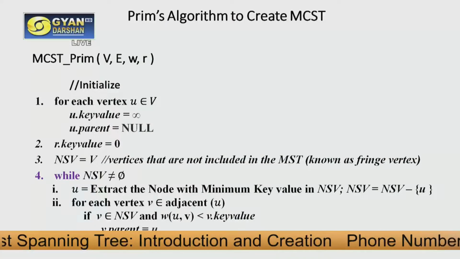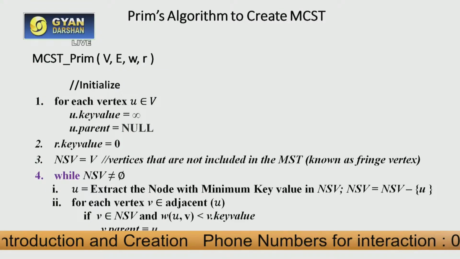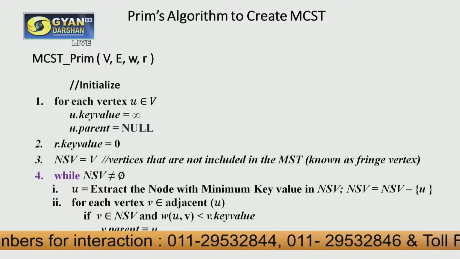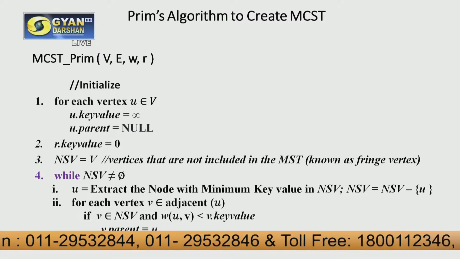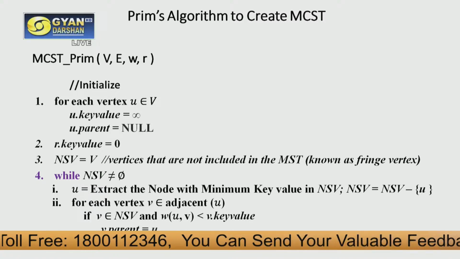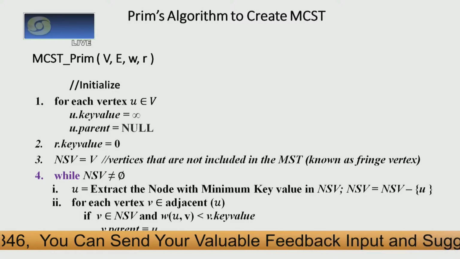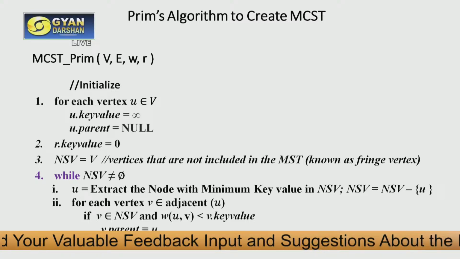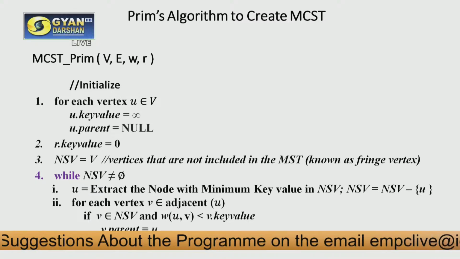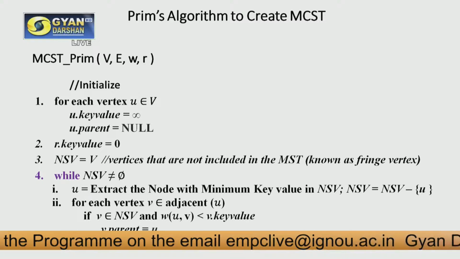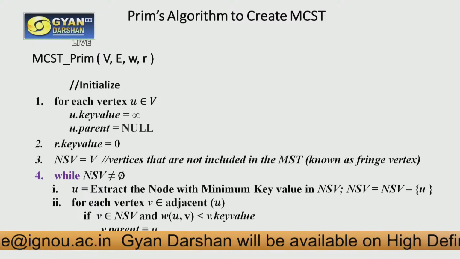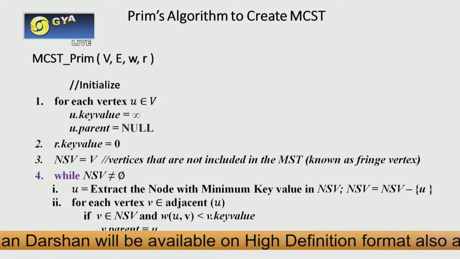So in Prim's algorithm, there are 4 inputs. For a given graph, there are 4 inputs which are available, using which we can create the minimum spanning tree. What are those 4 inputs of the graph? The first is the set of vertices, that is V. Another is the set of edges, E. And for each edge, the weights are assigned, so that is represented by W. And also another input is the root. Root means the source node from where we want to start to create the spanning tree.